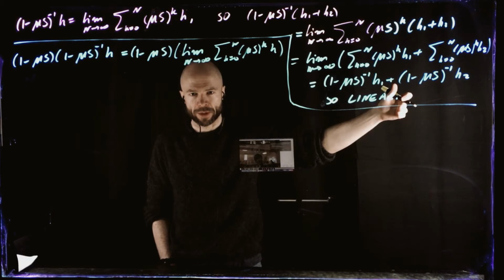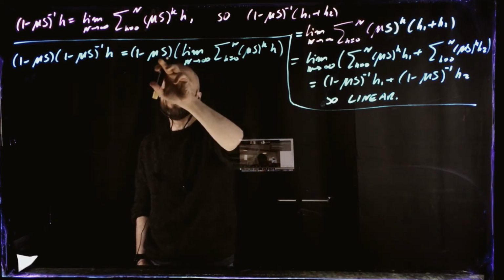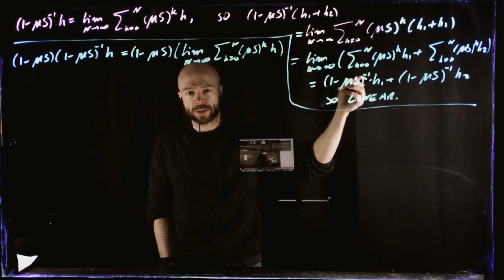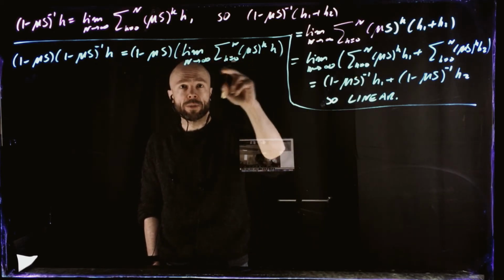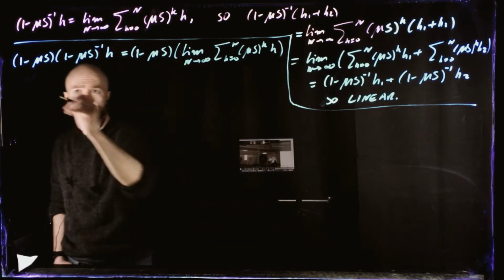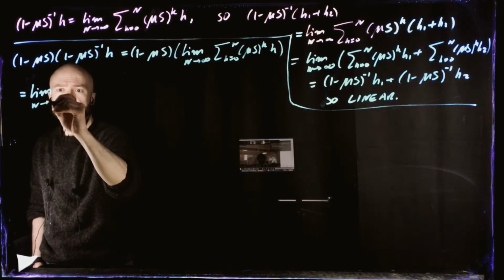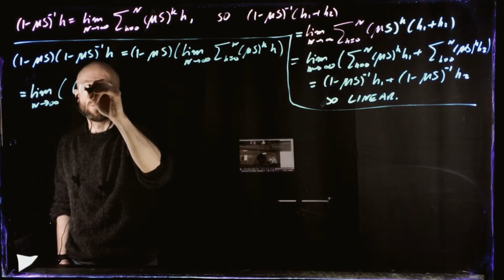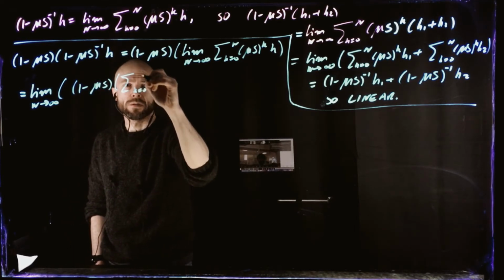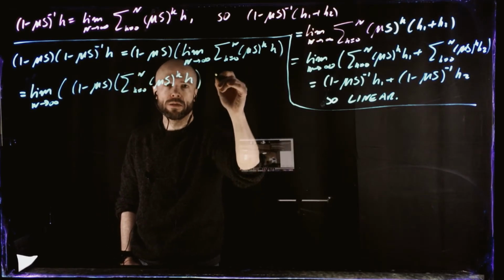Thumbs up if you believe me about that. Okay, cool. And this operator, mu times s, is a continuous operator in LP. That's our assumption, and so is the identity. Yeah? So we can pass this limit out from this thing right here. We can take the limit through this operator because it's a continuous operator in LP. So this is the limit as n goes to infinity of 1 minus mu of s, and then this sum, 0 to n of mu of s to the k times h, like this.